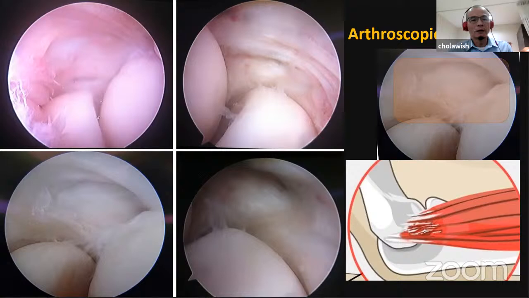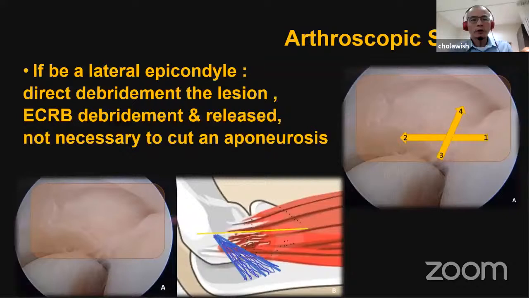In arthroscopic surgery, we go directly to debride and release the ECRB tendon from the inside, so we do not need to damage any good tissue in there. It looks like it has a minimally invasive benefit.